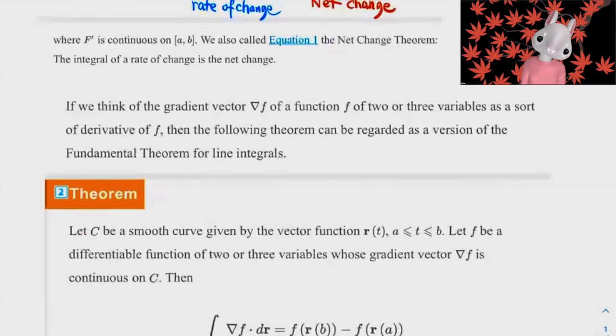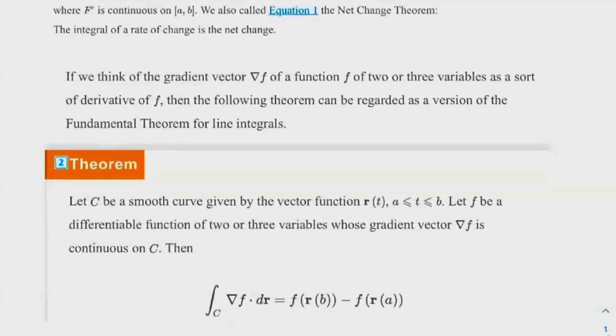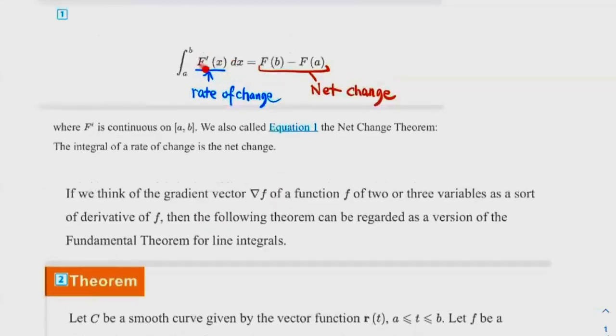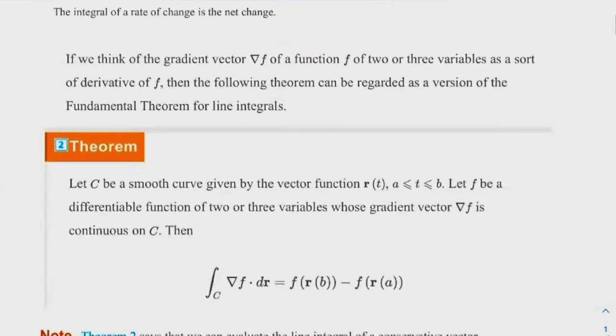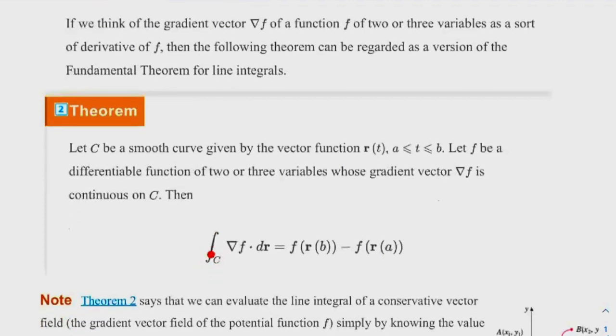okay? Now when you have a function of two or more variables, you can think about the gradient as playing a similar role as the derivative of the function in this one-dimensional case, okay? The gradient here kind of plays a role like that. And then we have this theorem over here, okay? When you integrate the gradient here over this curve, and this curve here is a smooth curve, okay?